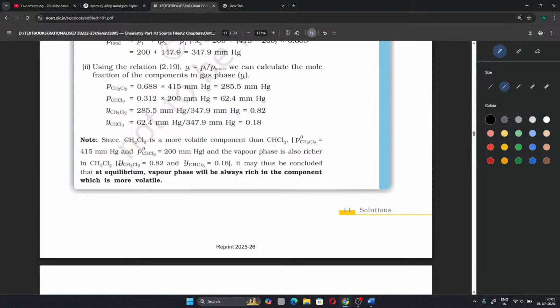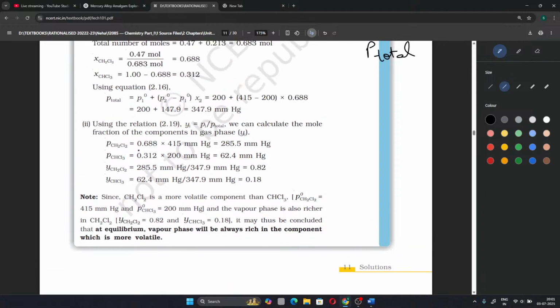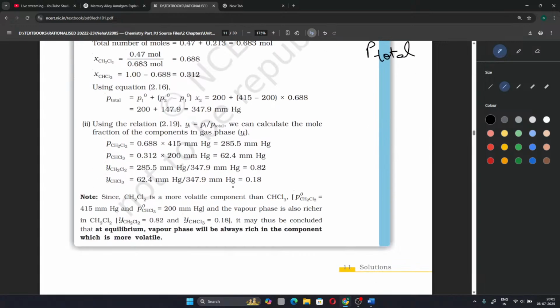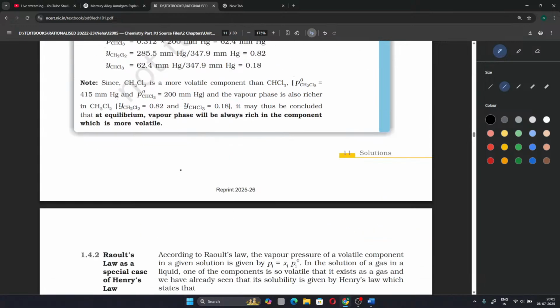Since CH2Cl2 is the more volatile component than CHCl3, we can actually see this from the pure vapor pressures themselves, where the pure vapor pressure of dichloromethane is 415 and chloroform is around 200 mm. And the vapor phase is also richer in CH2Cl2. It may thus be concluded that at equilibrium, the vapor phase will always be rich in the component which is more volatile.